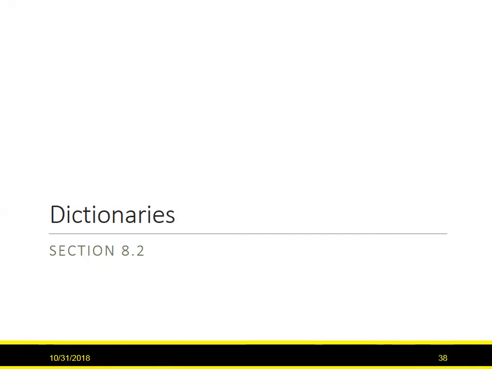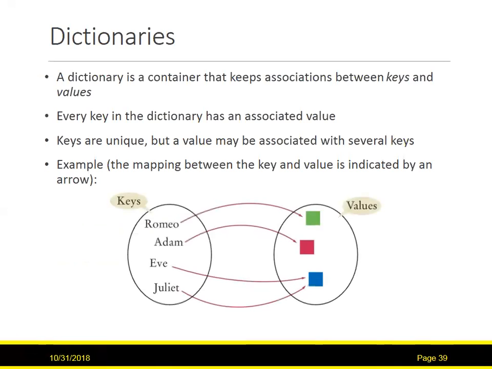Dictionaries, similar to sets, except we have key values and then the values they're associated with. So you can kind of think of it as an actual dictionary. In a dictionary, you have a word that you can look up, and that has a description associated with it.